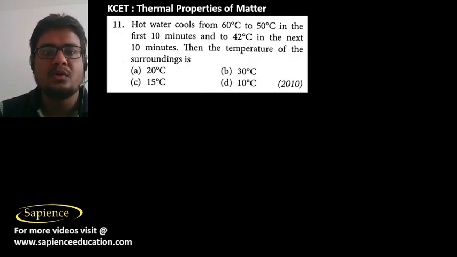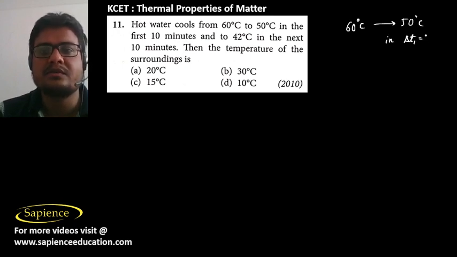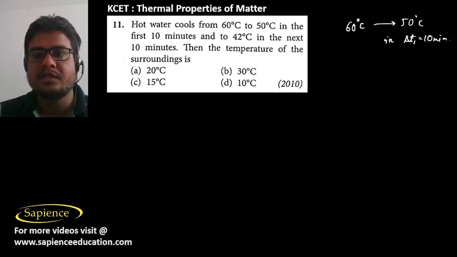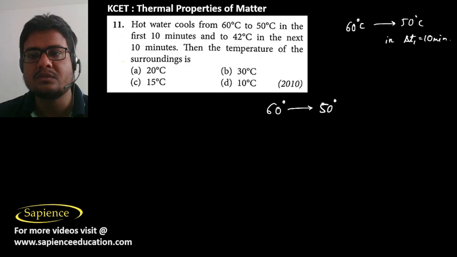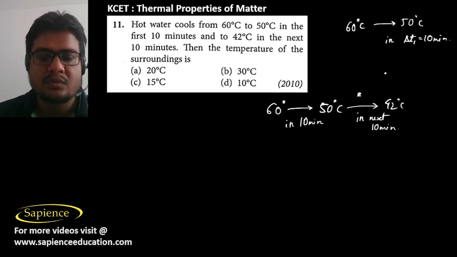Then it is told hot water cools down from 60 degrees Celsius to 50 degrees Celsius in a time interval delta t1 of 10 minutes, and from 50 degrees Celsius to 42 degrees Celsius in the next 10 minutes. Then what is the temperature of the surrounding?